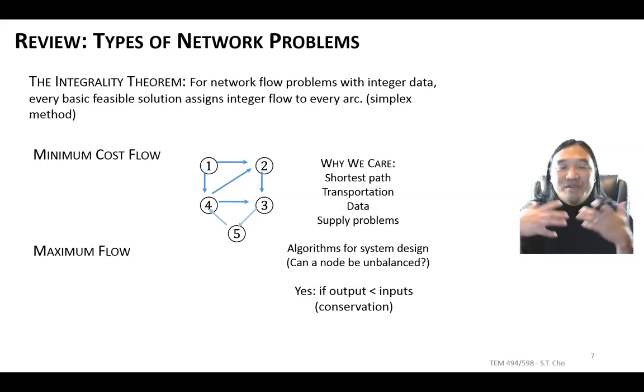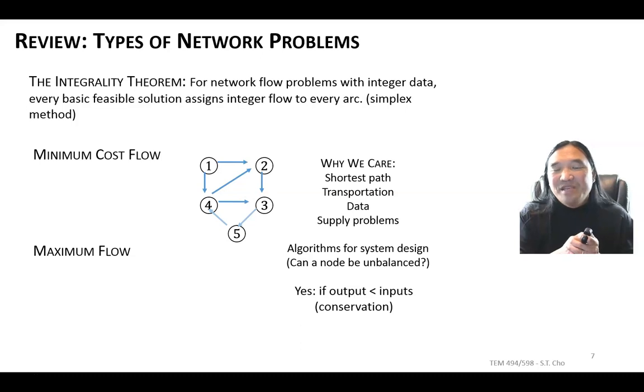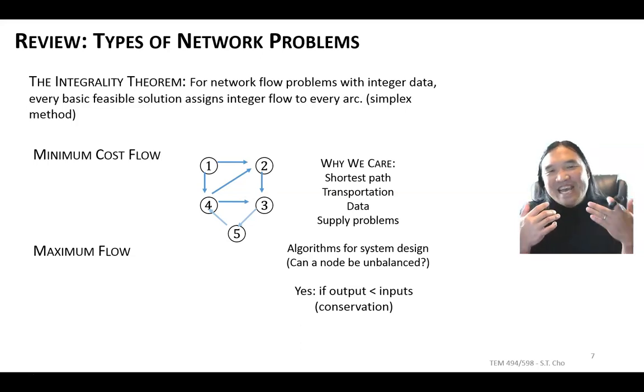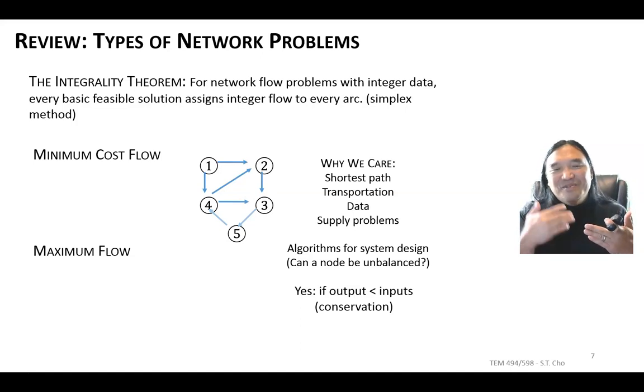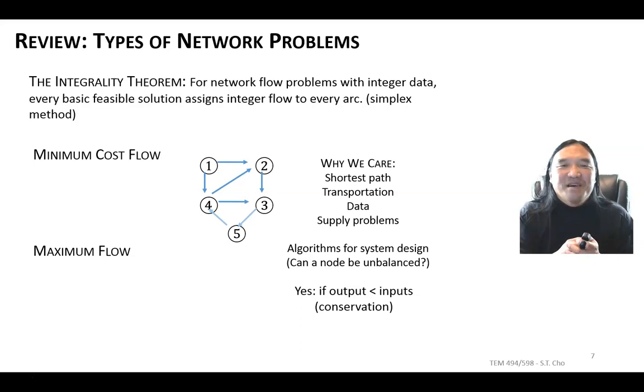because when you have a network, what do you want to do when you have things flowing between each other? Can a node be unbalanced? Yeah, it can, meaning I can have more coming in and less coming out. And so that excess is what we call a residual, and we'll see the importance of residuals. However, in a physical system, the output has to be less than or equal to the input. And that's referred to as conservation.